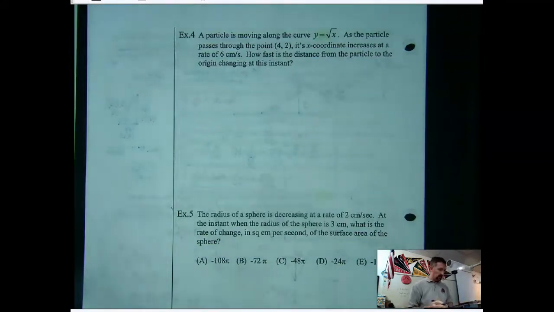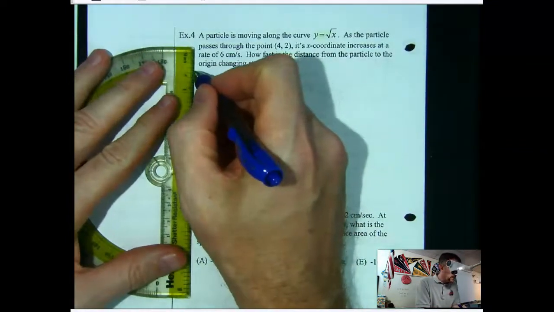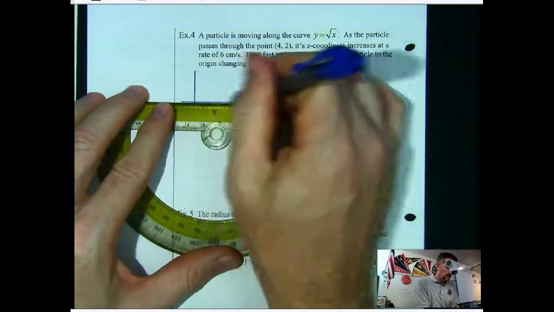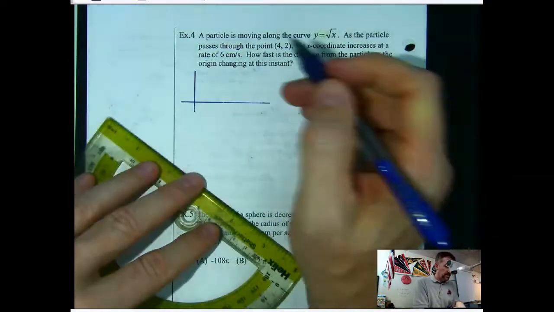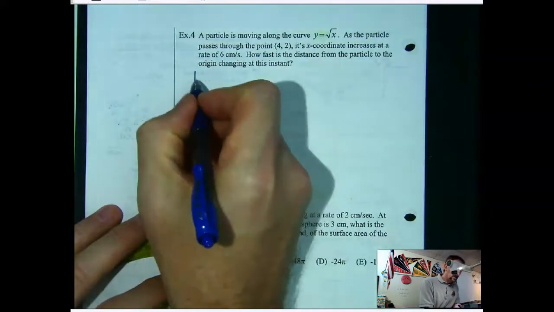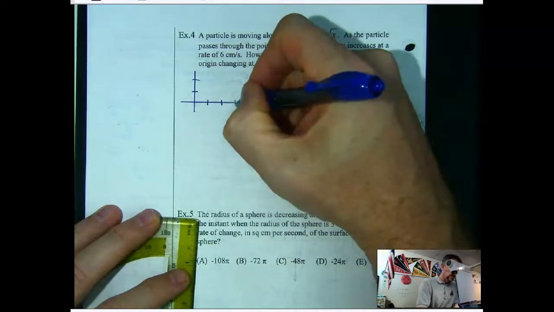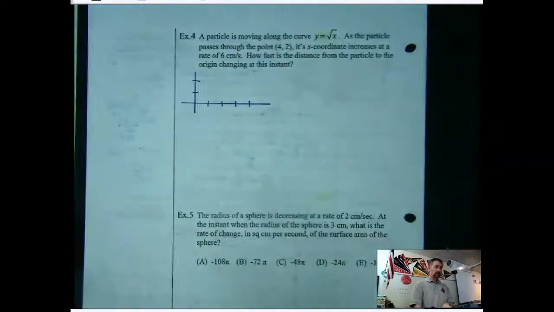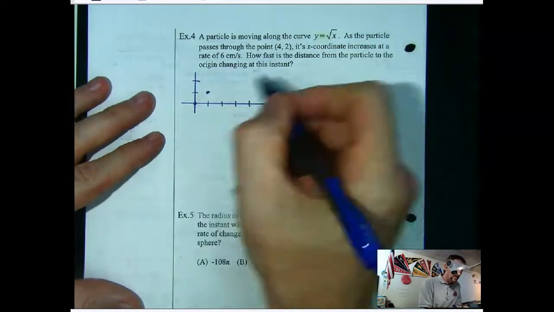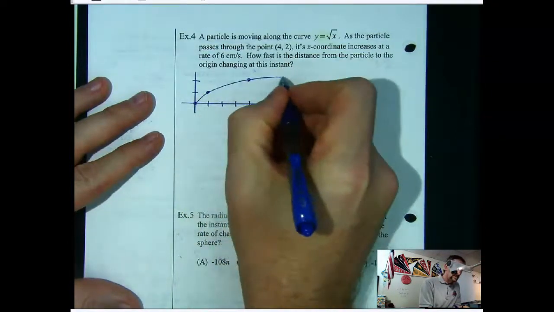All right, a particle is moving along this curve, so draw a picture, label stuff. So, all right, got that, we've got the point (4, 2). So we might want to do a graph of that. It's going to be 0, 1, 1, 4, 2. So it's going to look like this.